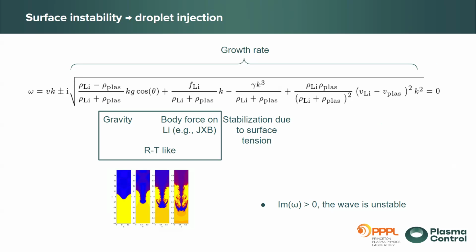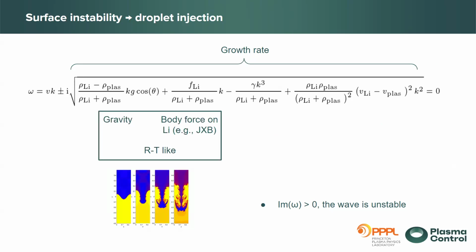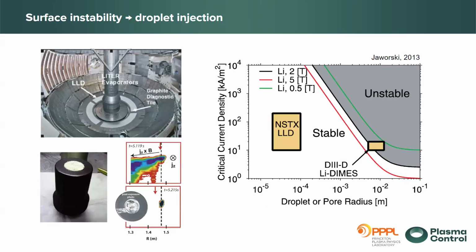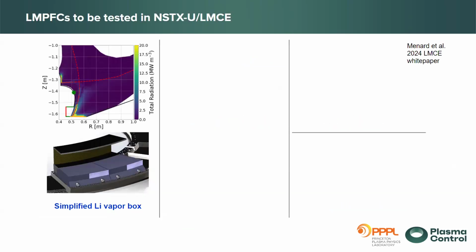If you go back, where's the magnetic field in this? It's this F lithium, which includes the J cross B force. That's the J cross B force that Jaworski was evaluating. I think this curve doesn't include the last term, the Kelvin-Helmholtz instability, but only the first three terms.